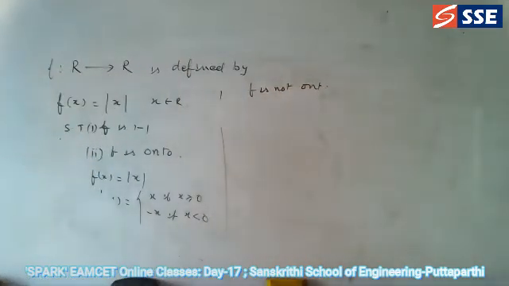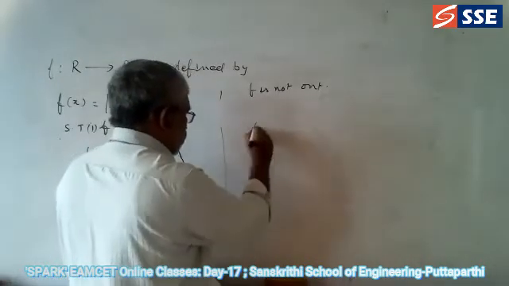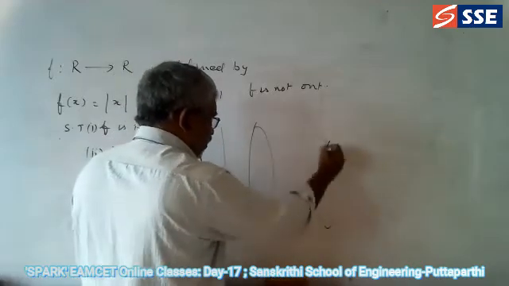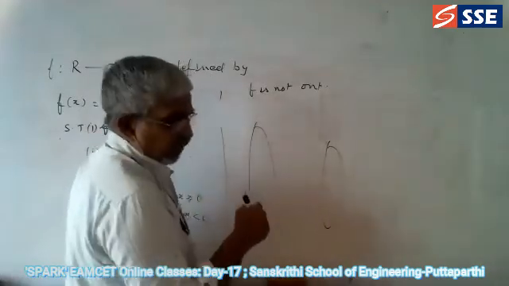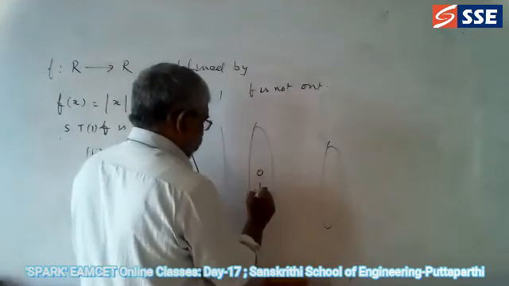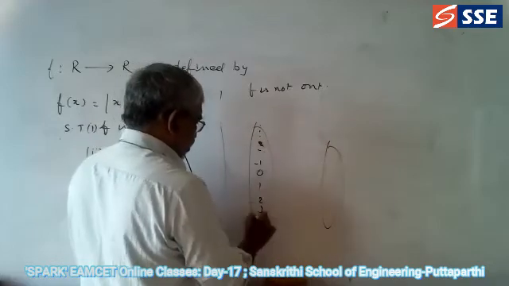Why is f not onto? Because onto means every number in codomain must have a pre-image. So here we have taken R. R means real numbers. Real numbers are 0, 1, 2, 3, minus 1, minus 2, and so on, going on like this.